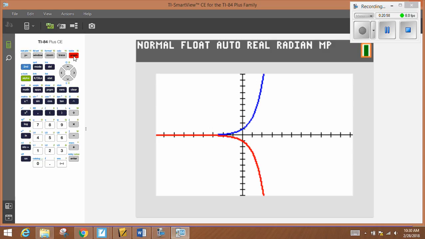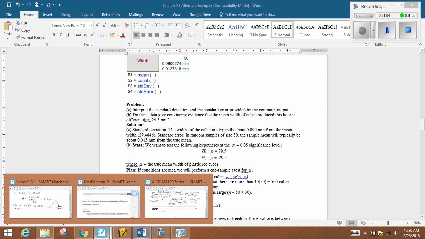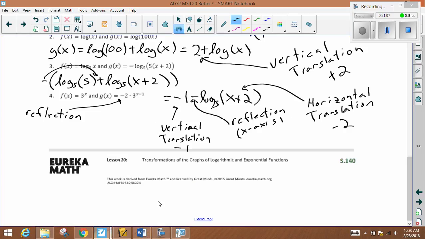If that negative sign were here, it would have reflected about the y. So if we put the negative sign in the front, it reflects it about the x-axis, and this here is a horizontal translation. The negative one.